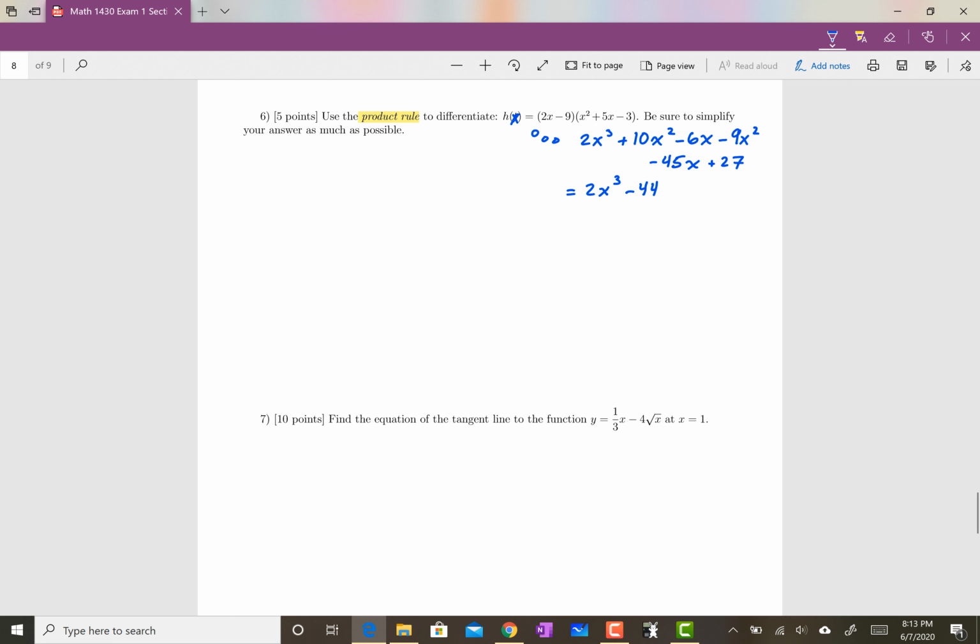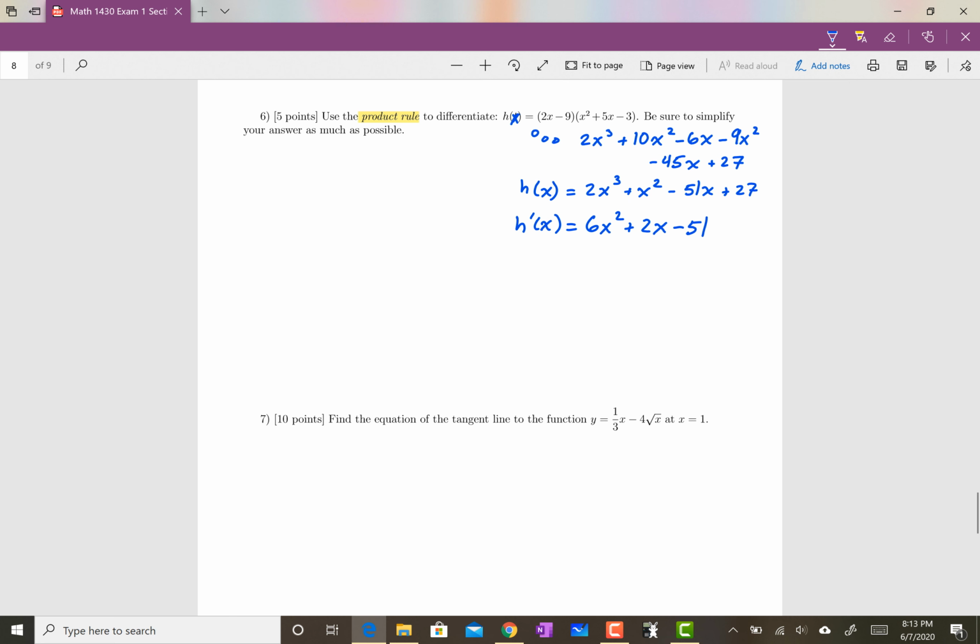Oh no, one of those was an x term, not an x squared. Hold on, let's try again. That's actually a plus x squared. Then we have a minus 51x plus 27. So we could actually rewrite h of x like that. And then if we took the derivative, we'd just use the power rule. So I'd get 6x squared plus 2x minus 51 as my final answer.